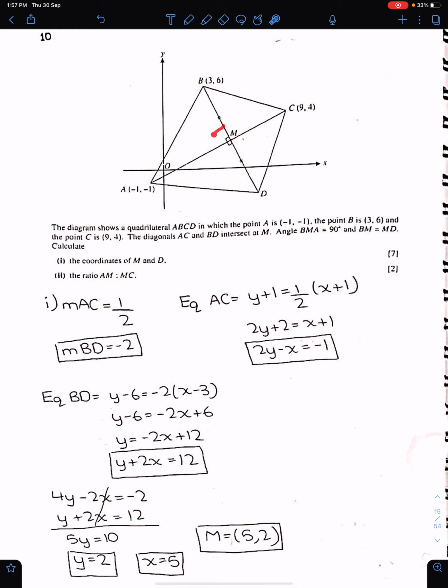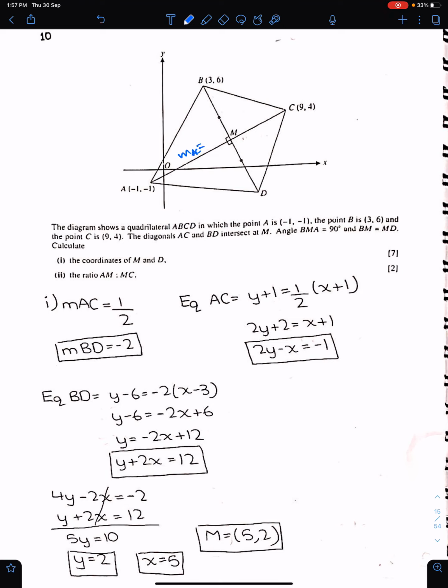Well, these two lines are also perpendicular. So first get the gradient of AC. Gradient of AC is half. Therefore, the gradient of BD will be minus 2. The gradient of this perpendicular line must be minus 2. Now find the equation of AC. This is the equation of AC, and find the equation of BM or BD. Now solve these two equations simultaneously for the coordinates of M.